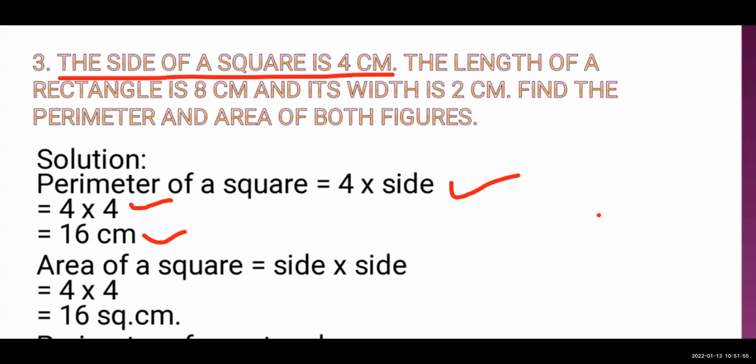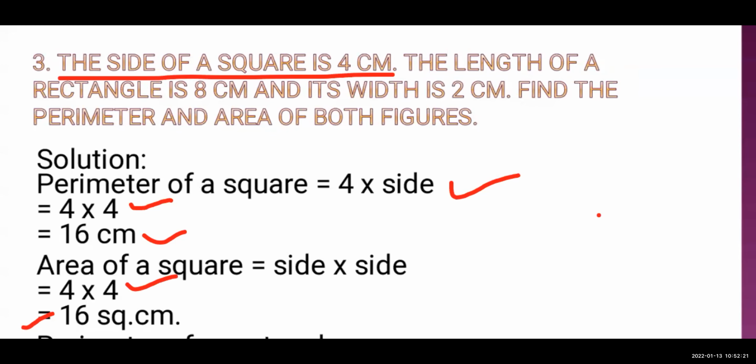Now we have to find out the area of a square. Now area of a square is side multiplied by side. Now side कितना था? 4. So 4 should multiply by 4. So 4 4 is how much? 4 4 is 16. So it will be 16 square centimeter because area में हमको क्या लिखना था? Square centimeter. ऐसे ही हमको क्या फाइंड आउट करना है?